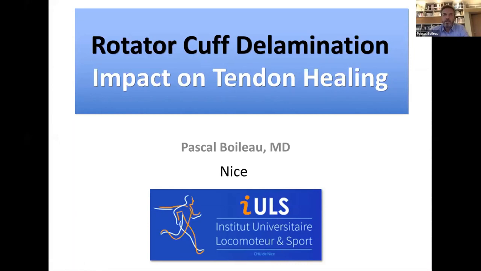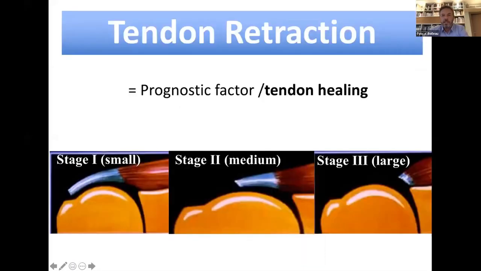So I chose to talk about tendon delamination and its impact on tendon healing. I think it's an important topic because I've been trying to explore this area, and that's why I wanted to share my knowledge on this subject. As you know, tendon retraction is a well-known prognostic factor regarding tendon healing, which means the larger the tear, the less chance of tendon healing you have: between a stage 1, a small tear, a stage 2, a medium tear, and a stage 3. You should hesitate before trying to operate on a stage 3 tear.